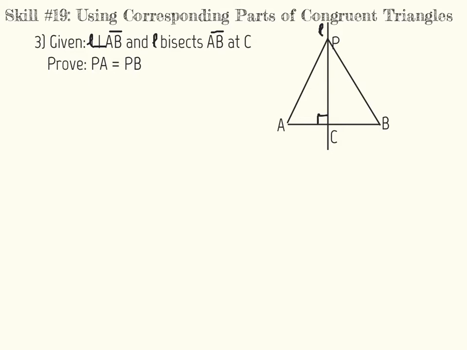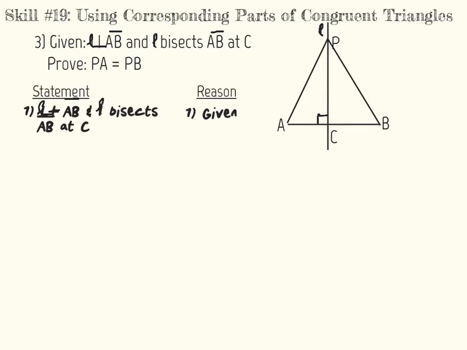Okay, so the first thing I want to do is prove that the two triangles are congruent, and then I can prove that the corresponding parts are congruent, and then with the definition of length I can prove that the two lengths are the same. So that's my plan on proving this. It's going to be an 8-step proof.